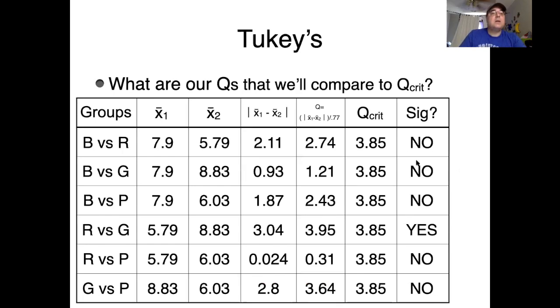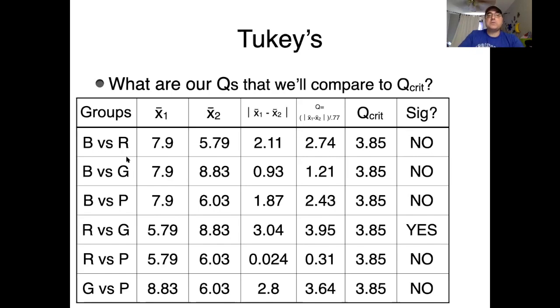How does that look? All right, as I said, we had 6 different comparisons to do. If I was comparing blue to red, the average of the blue group is 7.9, the average of the red group is 5.79. The absolute value of the difference between those two groups, we don't want to deal with negatives here either, is 2.11. When you put it over the Q denominator that we calculated 2 slides ago, you get 2.74. Compared to the critical value, that does not give you a significant difference.